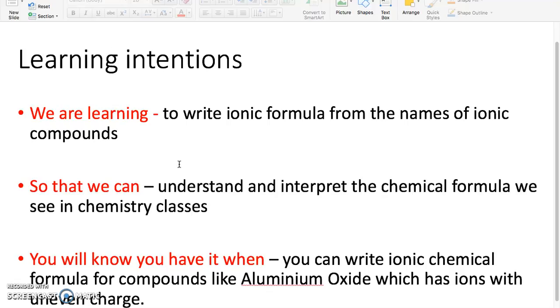We're doing this so that we can understand and interpret the chemical formulas we see in chemistry classes. And you know you have it when you can write ionic chemical formula for compounds like aluminium oxide, which has ions with uneven charges.